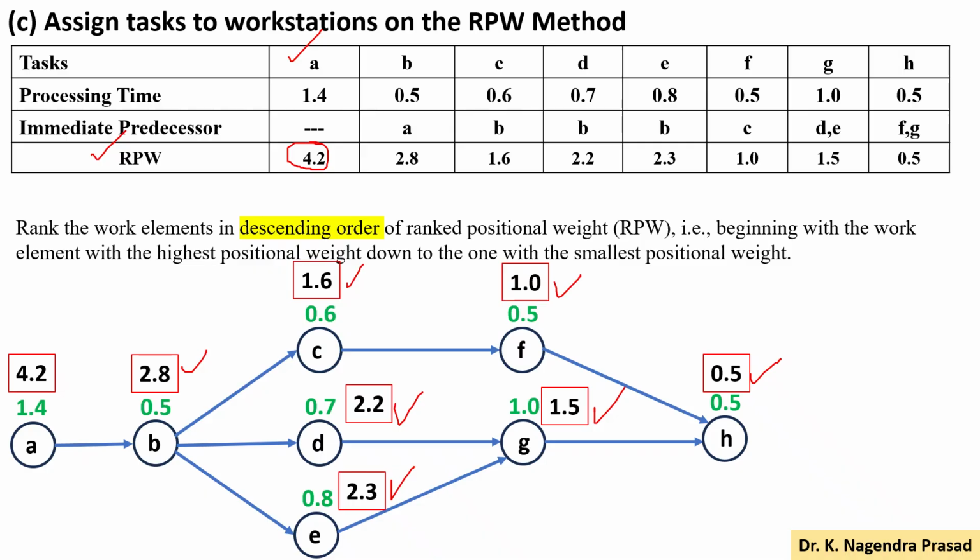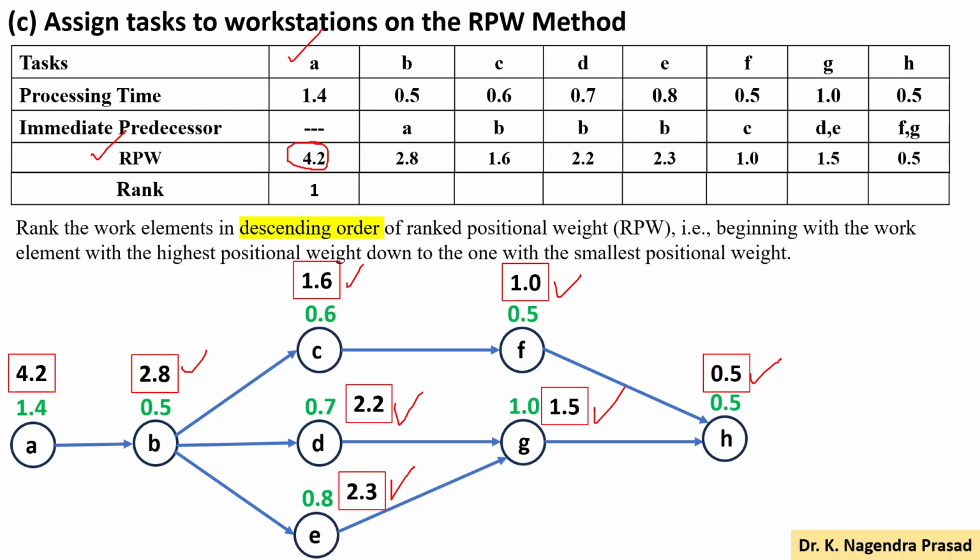So for task A, you have to give rank 1. Next highest RPW value is 2.8 for task B, so next we give rank 2 for task B. And next highest value is 2.3 for task E, so I have to give rank 3 for task E. And next highest value is 2.2 for task D, so I have to give rank 4 for task D.